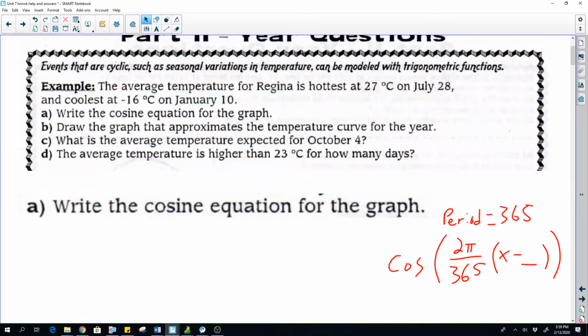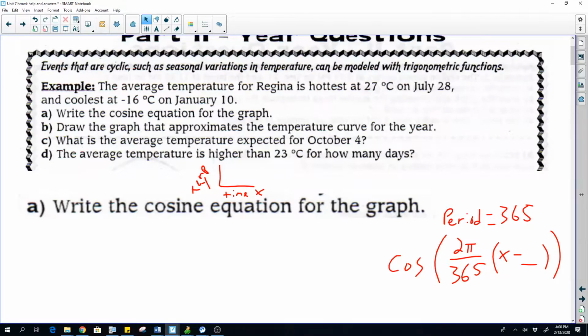Let's go for our amplitude and midline. We're going for temperature, which is going to fluctuate up and down as we go from left to right for our time period. So think about it this way. Here's time, which is our x value. And then here is temperature, getting hotter or colder, and that's going to be our y value.